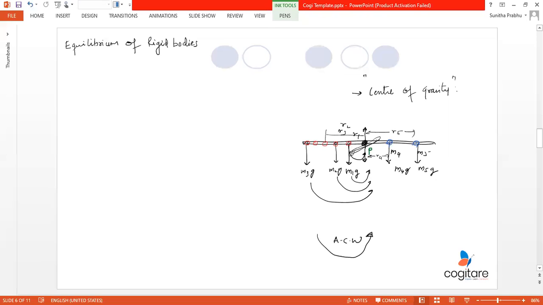What about these guys? These are called clockwise moments. What did you do? You are taking the product of the force, or the weight, multiplying it with the distance, with respect to the center of mass, this point P. Here, instead of force, you are saying weight, M1 into g. Correct or not? Yes, sir.